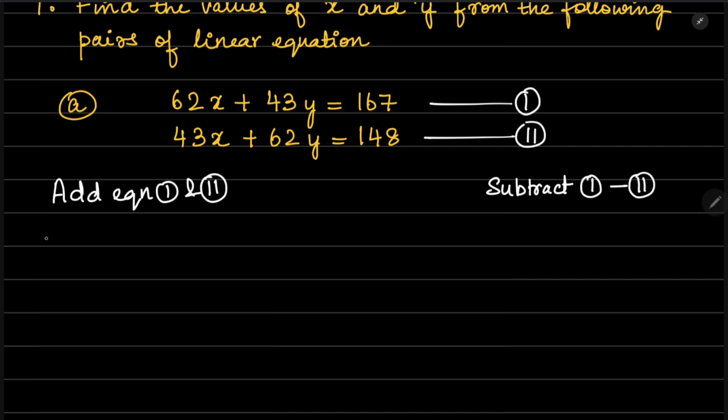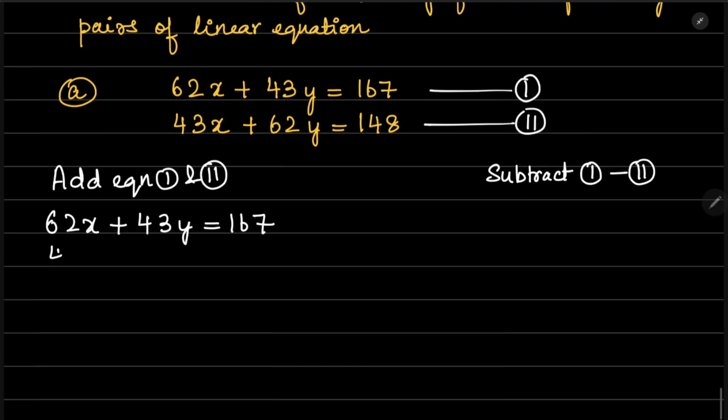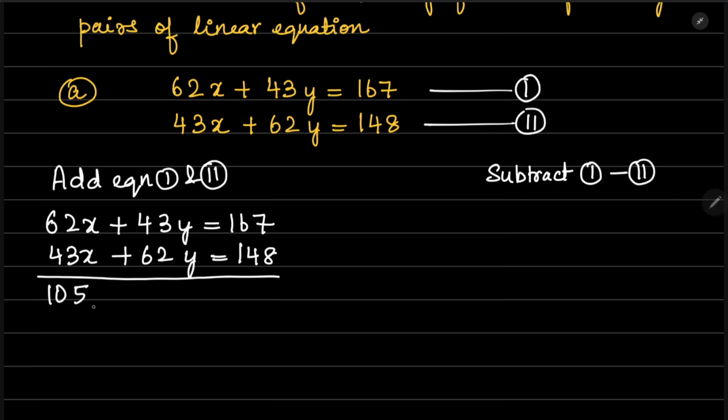So first of all, let's add it up. Let's write 62x plus 43y equal to 167. And the second equation is 43x plus 62y is nothing but 148. Just add them. When you're adding them, you don't have to do anything, just the normal addition. So 3 plus 2, 5, 6 plus 4, 10. 105x plus 105y equal to 315.